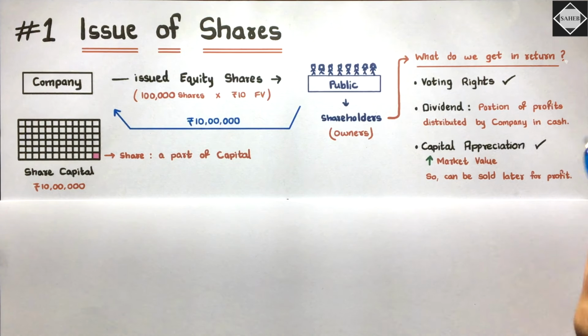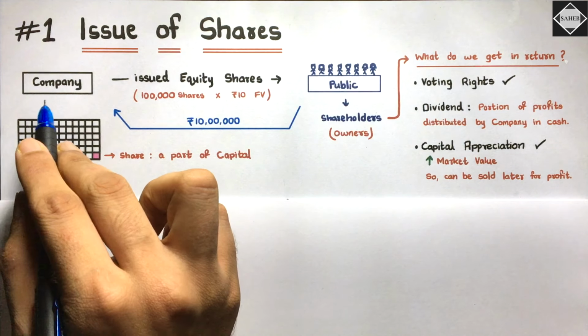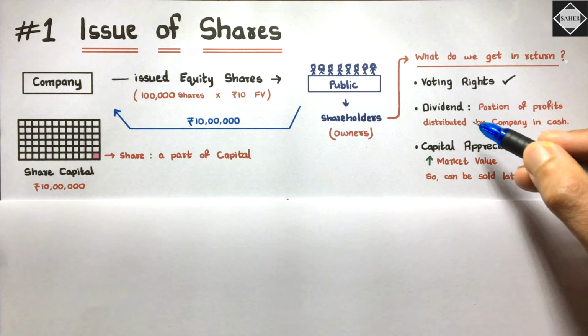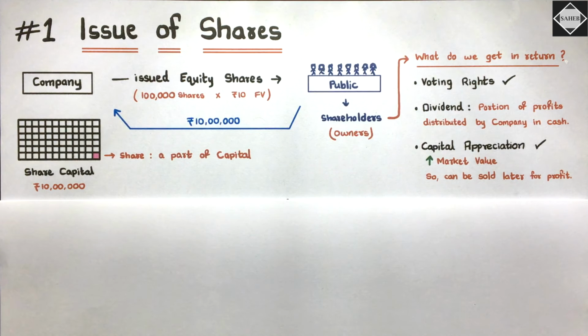Okay, it is not fixed. If the company wants to give the dividend, it will give the dividend, otherwise it will not, right? It depends upon the profits and dividend policy of the company. But that's what happens. You get a dividend when you invest in shares.